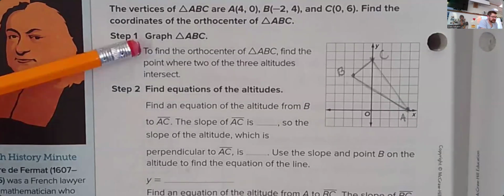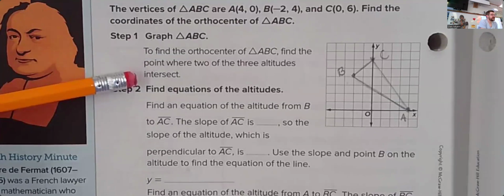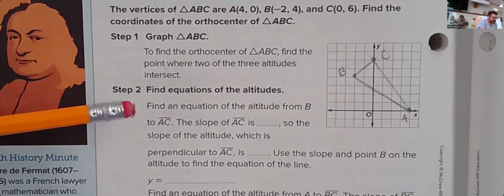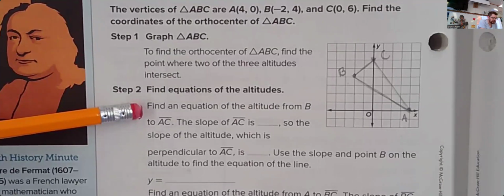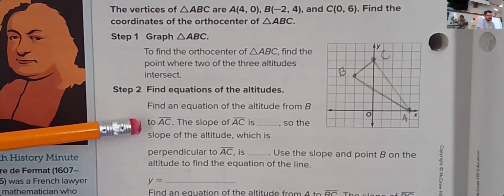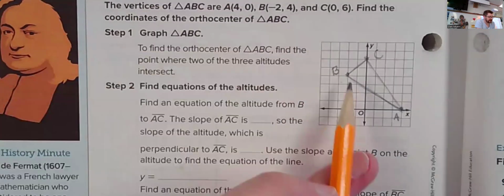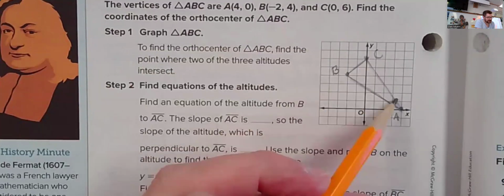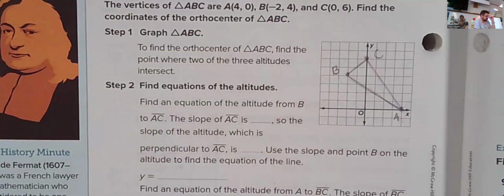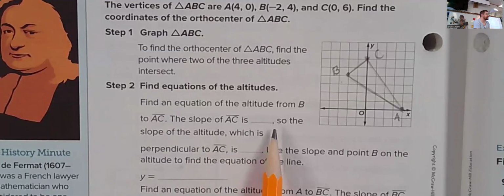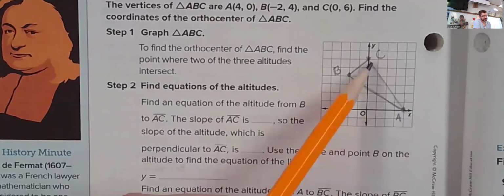It says to find the orthocenter, find the point where 2 of the 3 altitudes intersect. Right there, it tells us, find 2 of them. So find equations of the altitudes. This is where we were going with yesterday. It says find an equation of the altitude from B to AC. So basically, from point B, we have to draw a line that is perpendicular from B to this line right here. And it actually tells us what to do. It says the slope of AC is blank. So we have to figure out the slope of this line right here.